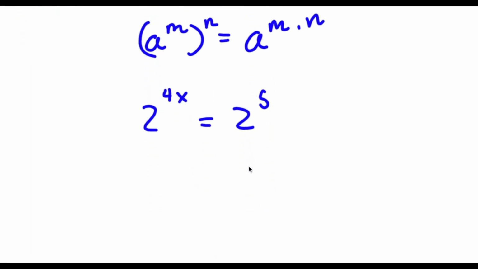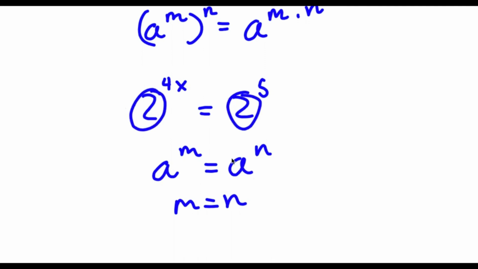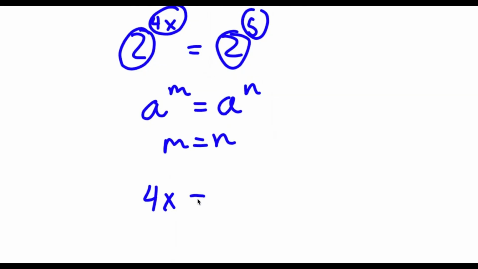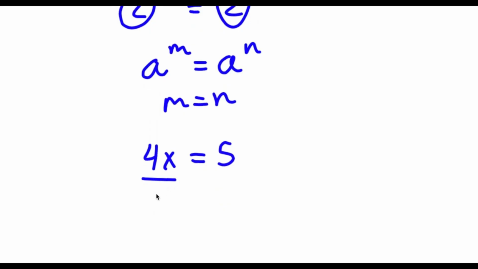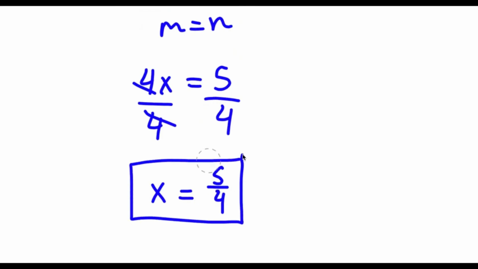Now, if I have something in the form a to the power of m is equal to a to the power of n, then this means that m is equal to n. So in this case, as you can see, both of these bases are the same. If that's true, then both the exponents are the same as well, meaning 4x is equal to 5. So I have 4x is equal to 5, and this is a simple equation to solve. All I have to do is divide both sides by 4, these two cancel out, and I'll be left with x is equal to 5 over 4. So this is my answer.